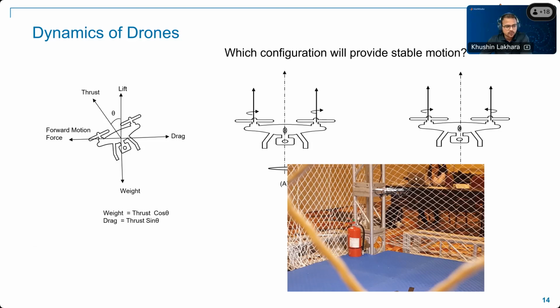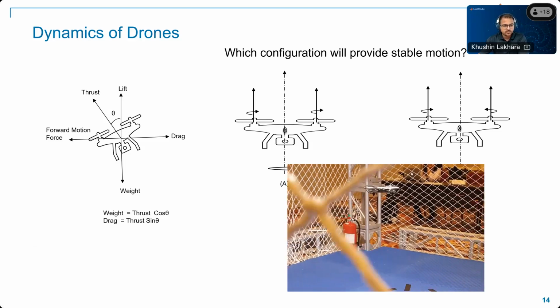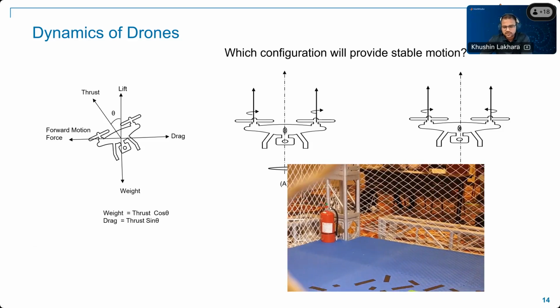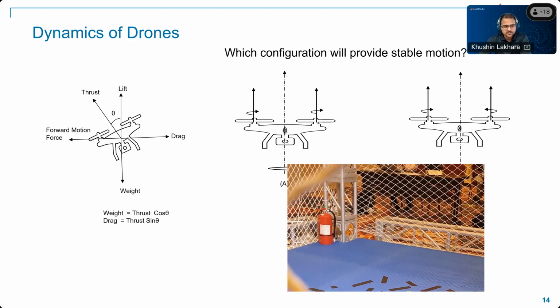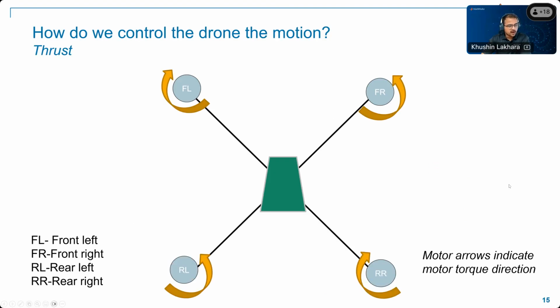And we had a small video of this one that we tried during one of the competitions, and you can see how this drone was trying to hover, but was rotating at the same location, and then it finally crashed. So yeah, that's the dynamics of the drone. But let's move forward and understand how we control each of thrust, yaw, roll, and pitch.